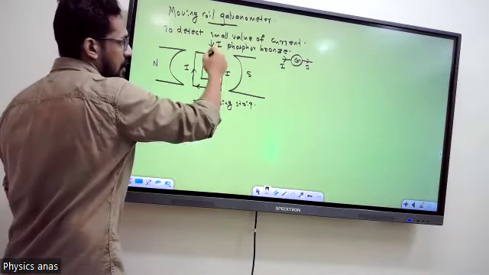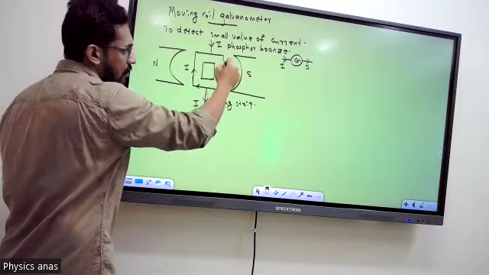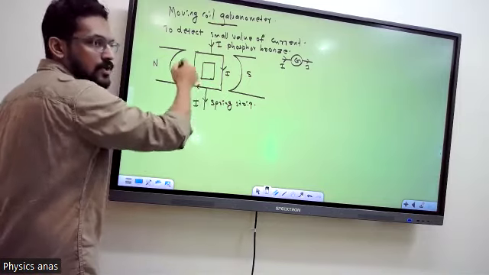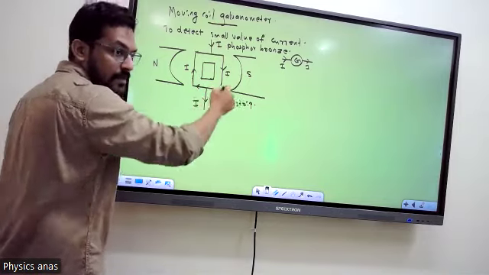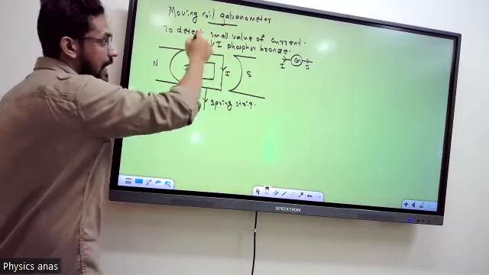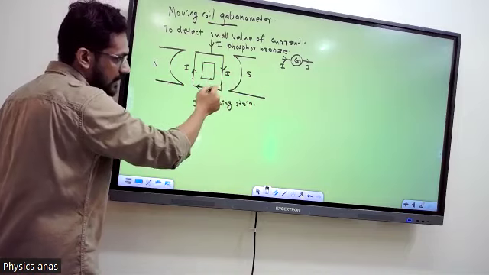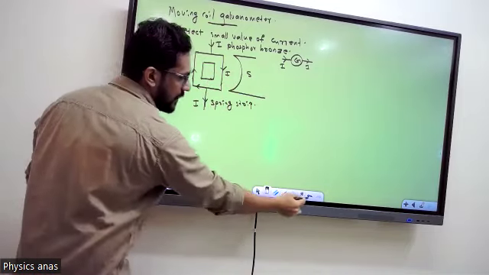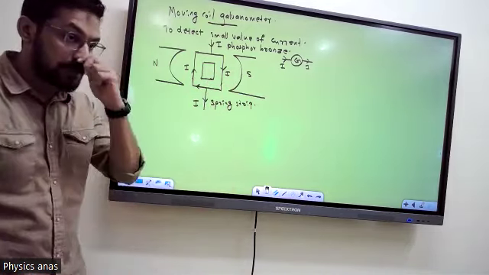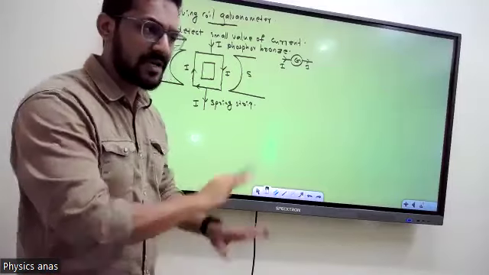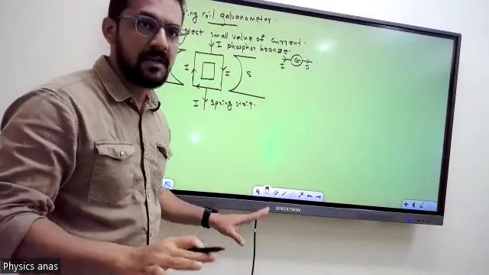Current is entering the coil and circulating through it. There are too many turns, and through the turns, current is circulating like this. Finally, current is coming out through the spring stripper. Did you understand the structure, the construction?